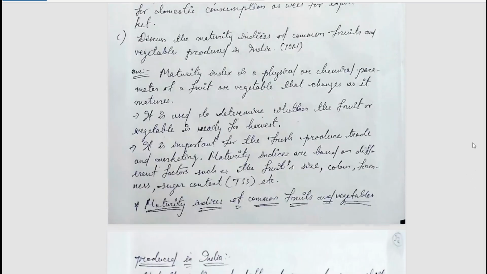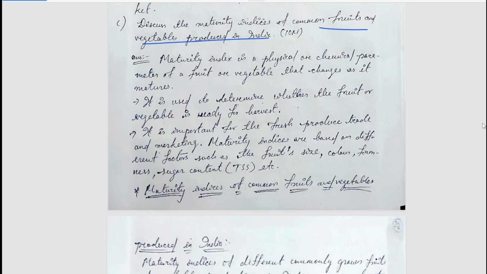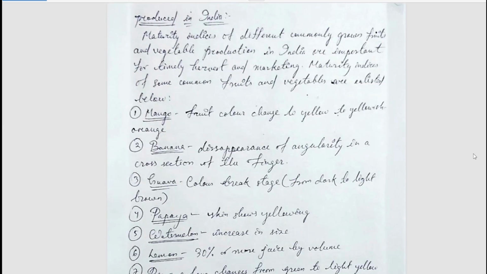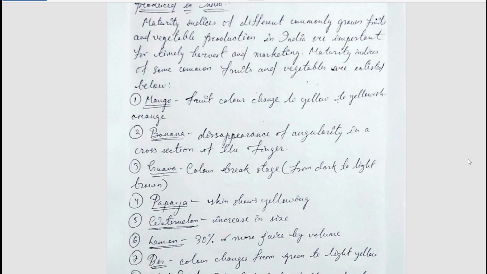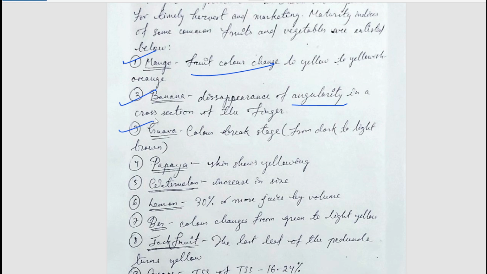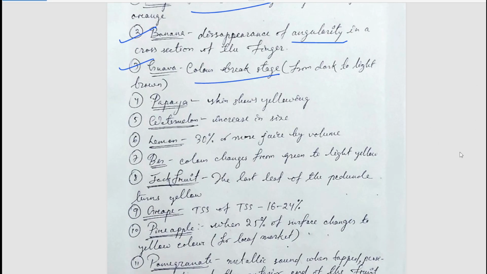The next question is: discuss the maturity indices of common fruits and vegetables produced in India. Maturity indices tell us when they are mature to be taken away from the plant and sent to the market for selling. There are various maturity indices by which we can harvest the crop. For mango, it is fruit color change to yellow. For banana, it is the disappearance of angularity. For guava, it is color break, from dark to light brown. All these are the maturity indices of various crops.